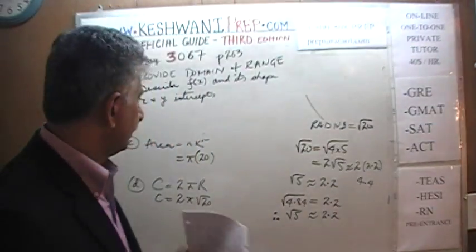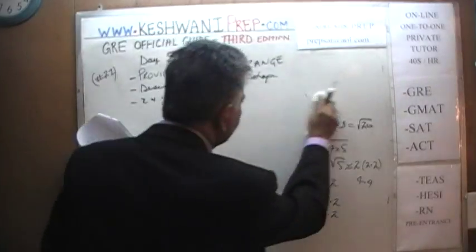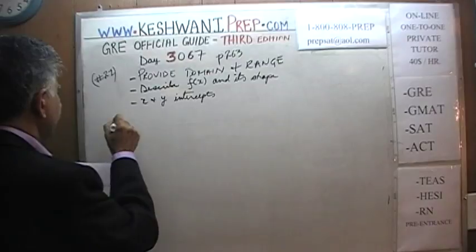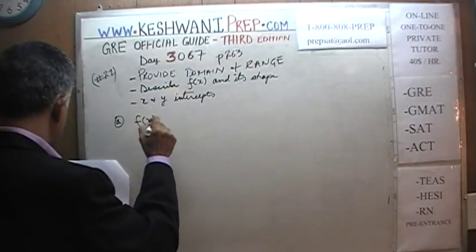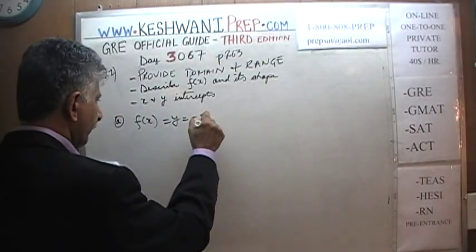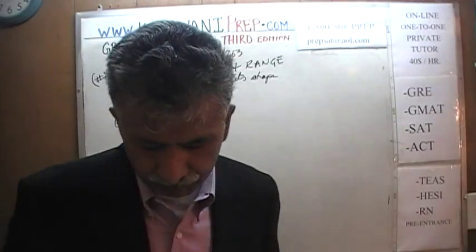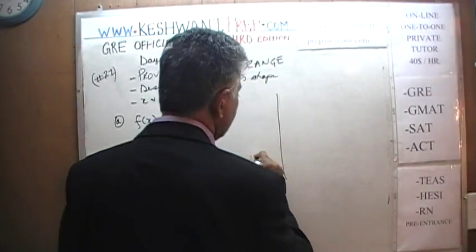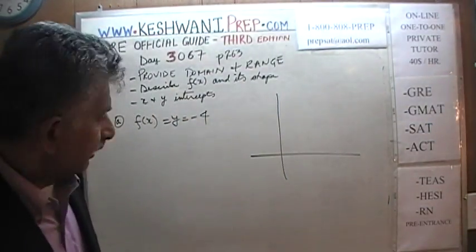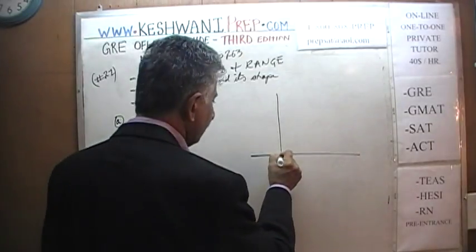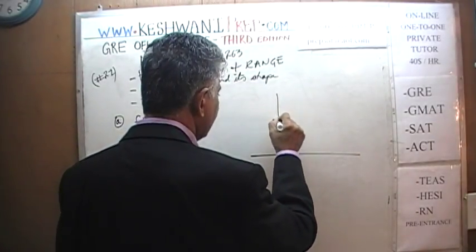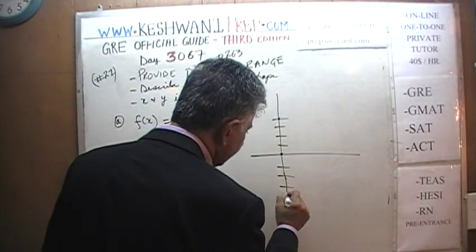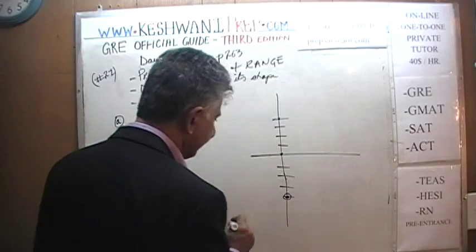Let's get going. Part A. Part A says that f of x, which is our y, is equal to negative 4. That's all. It's just negative 4. Well, what does it mean? It means that when x is 0, y is, 1, 2, 3, 4, right here, negative 4, sorry. When x is 0, y is negative 4.